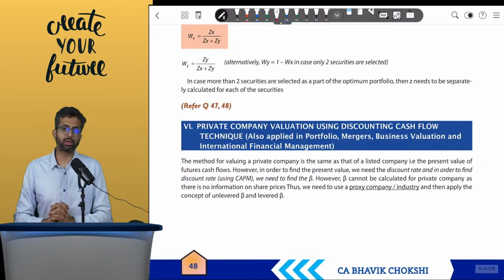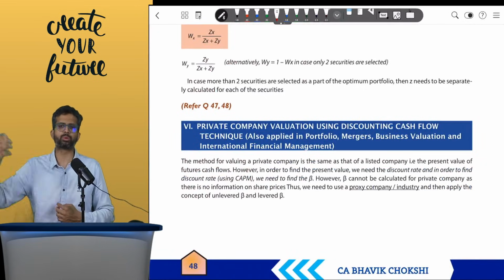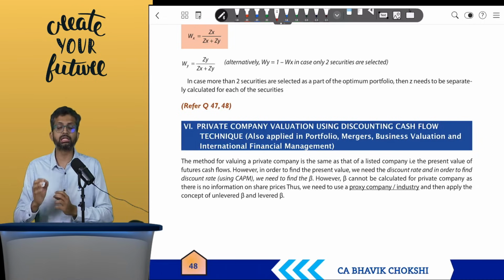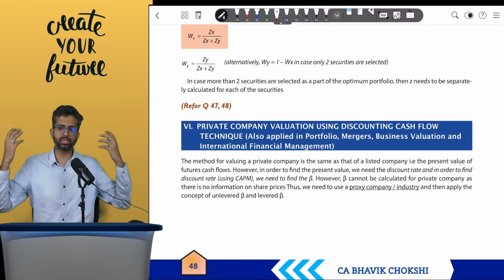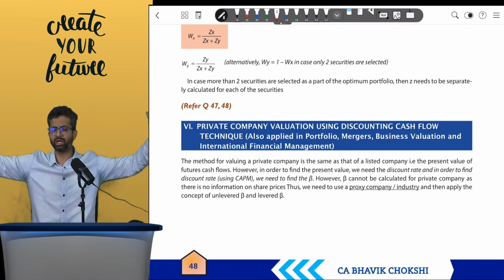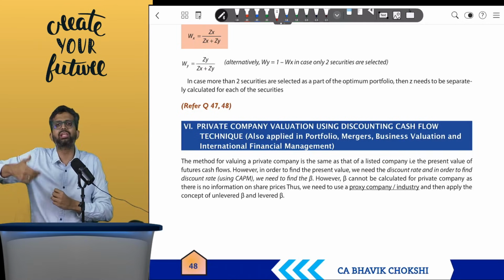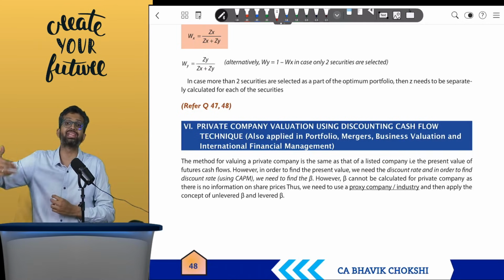Last, you go to private company valuation. In this, an important concept, which is also there in the business valuation chapter, which we use along with portfolio, is the geared and ungeared beta concept. An ungeared beta is also called the company-level beta or the asset-level beta, irrespective of debt and equity, whereas a geared beta, or relevered beta, or levered beta, is like the equity beta.